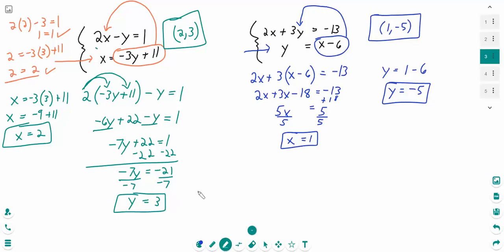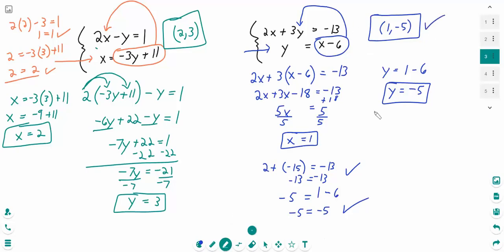Again, it's not a bad idea to check. So if I have x is 1, that first equation is going to be 2 times 1, which is 2, plus 3 times y, which is negative 5, so it's going to be negative 15, equals negative 13. And a positive 2 and a negative 15 is indeed a negative 13, so that one does check. The second equation, the y would be negative 5, equals the x, which is 1, minus 6. So we end up with negative 5 is equal to 1 minus 6, which is negative 5. That one also checks. So we know that this indeed is a solution to both equations.